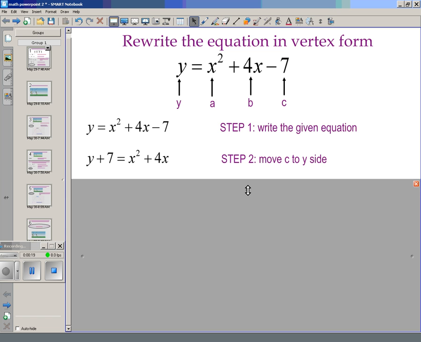The second step is to move c to the y side. In this case, c is negative 7. You end up with y plus 7 equals x squared plus 4x.